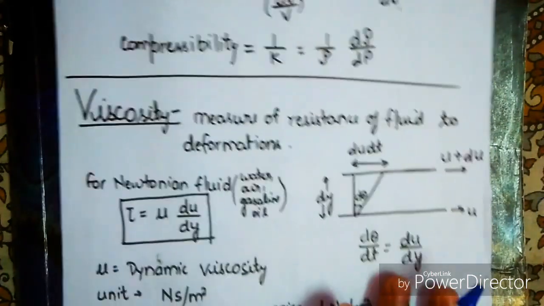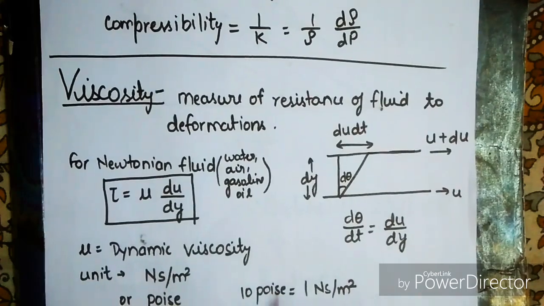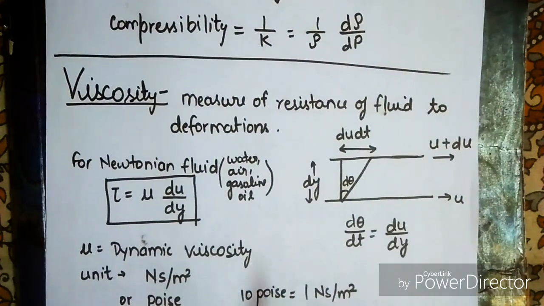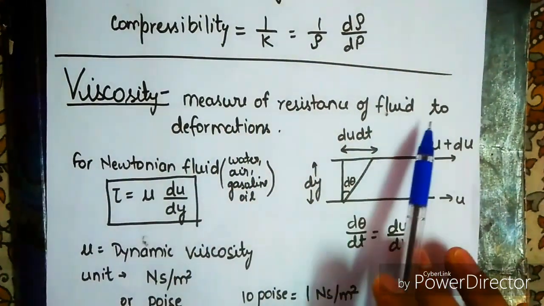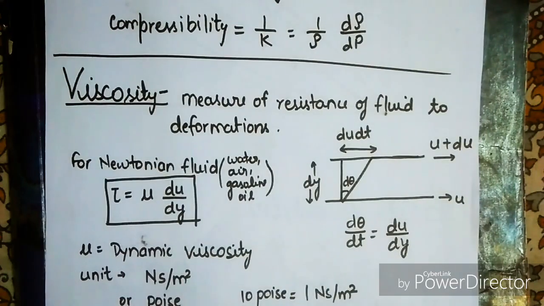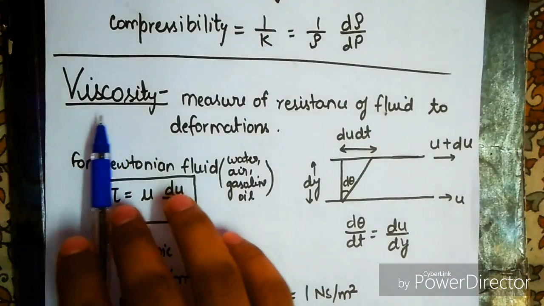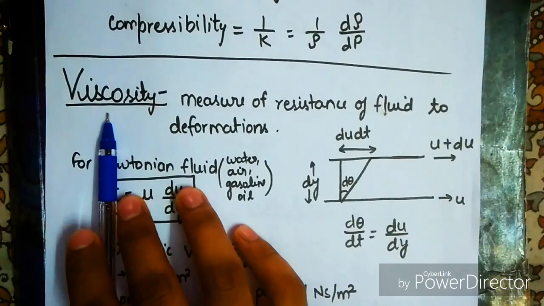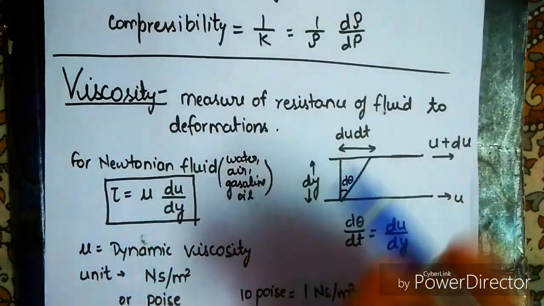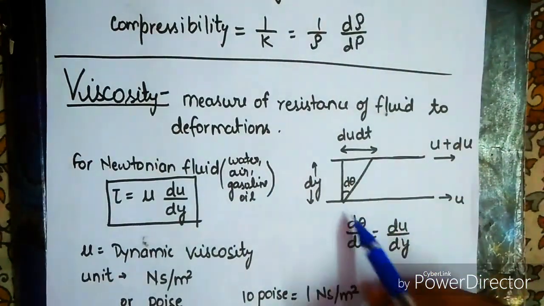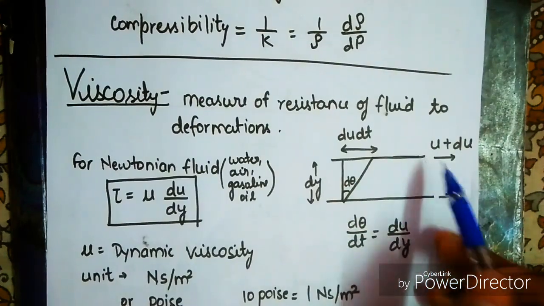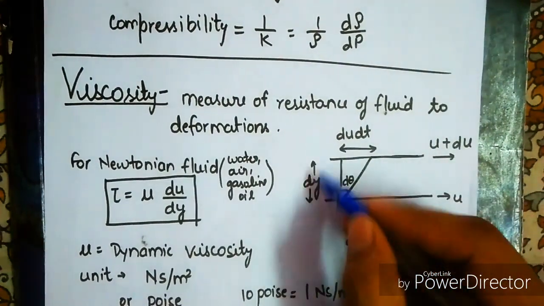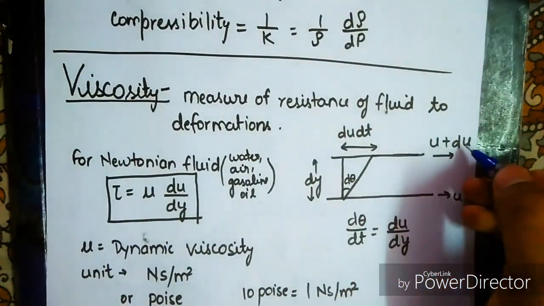Now next topic is viscosity. Viscosity is a very important topic in fluid mechanics. Viscosity is the measure of resistance of fluid to deformation. The resistance offered by a solid is normally friction, and the frictional force in a fluid we call viscosity. Between different layers of liquid, we can see here this is one layer and this is the second layer. The distance between these two layers is dy, the velocity difference is du.